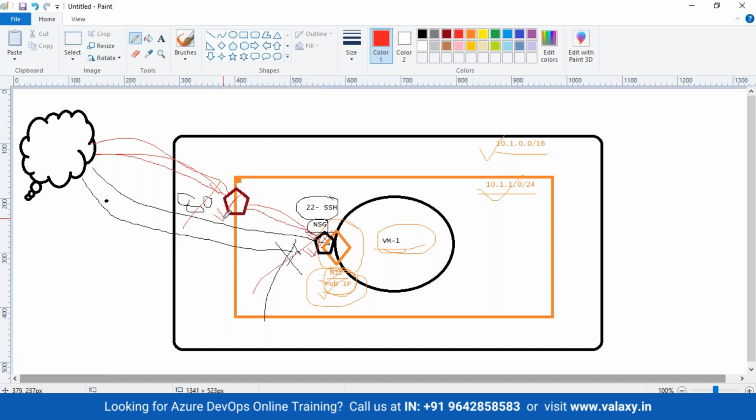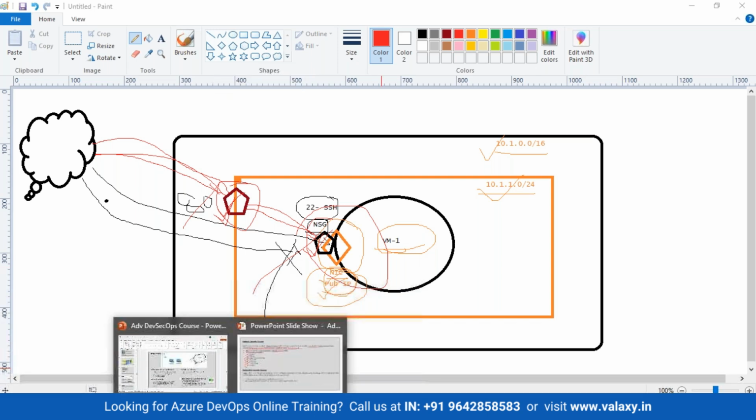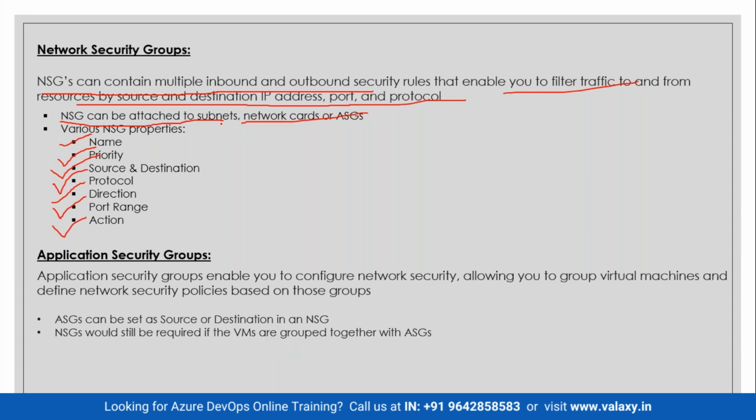So if you are attaching multiple NSGs, then you have to allow the port at both levels. In the demo which we did, we had only one NSG. The multiple NSG scenario is something I'll show you tomorrow, how this works. Then there's a concept of ASG, that's application security group. We'll see that also. Now if you see my PPT, NSG can be attached to subnets, network card, or ASGs. So there are three things where NSGs can be attached. This is something we'll see tomorrow.